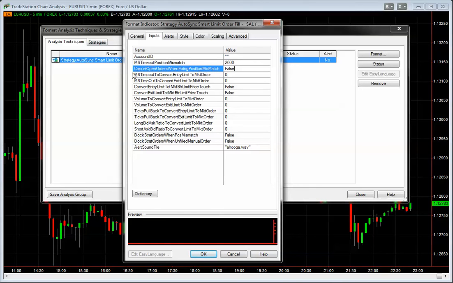Next item here on the inputs is cancel open orders when fixing position mismatch. If a position mismatch has occurred where the strategy has the wrong position, and we're going to correct it, we're going to cause the strategy to restart. At that point, the strategy has, say, a profit target and a stop loss order out there. You can end up with orders doubled up or other issues. It's generally advisable to set this to true, which means any open strategy orders that are there are first canceled, then the strategy is restarted.